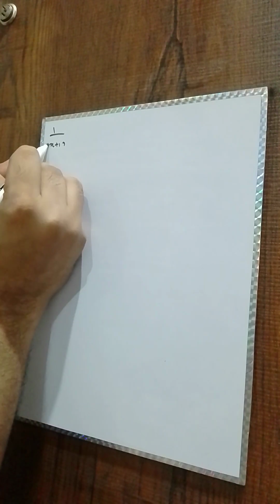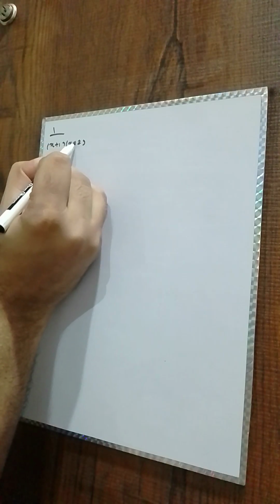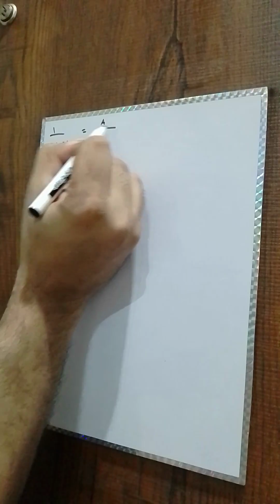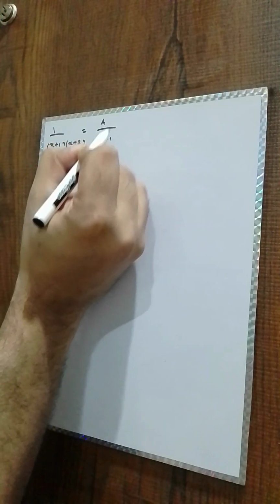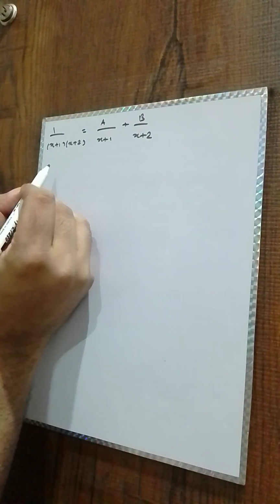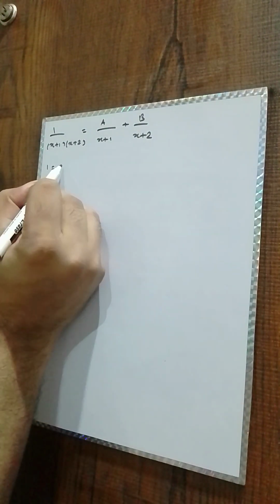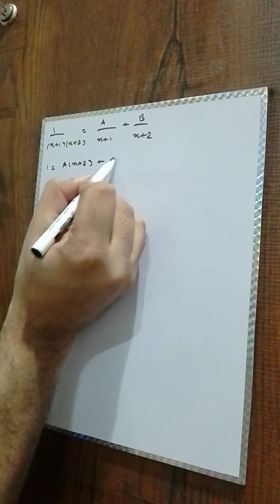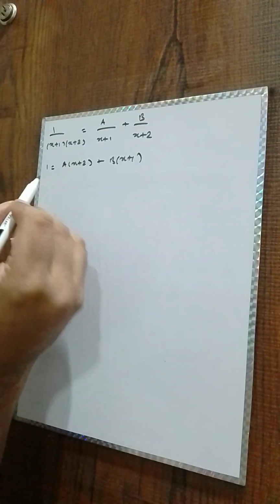Let's say there is 1 by x plus 1 into x plus 2, and we are supposed to solve it. This is case 1 for partial fractions. So we open it like this: 1 by x plus 1 into x plus 2 equals a by x plus 1 plus b by x plus 2. Okay, so we cross multiply. 1 is equal to a into x plus 2 plus b into x plus 1.